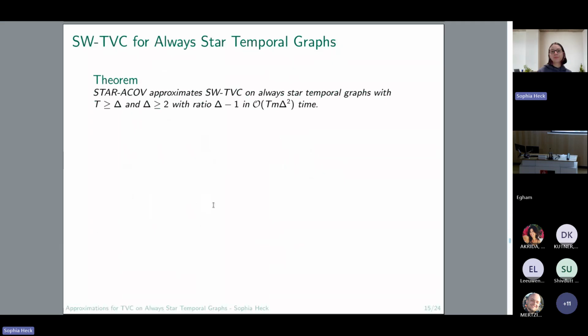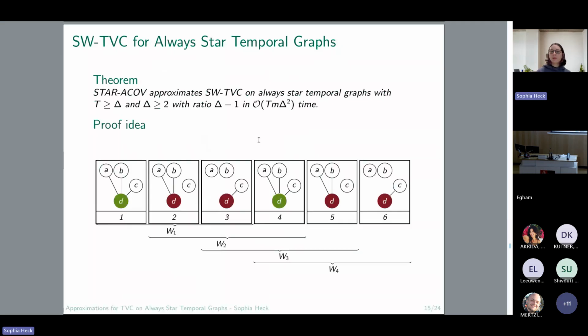And we can actually prove that this is a delta minus 1 approximation ratio that can be retrieved in time T m delta squared. What is the idea behind this ratio, just to get an intuition? If we have this very artificial instance here, we have just a very repetitive graph. So basically we have some sort of star in the first window, and then in the following windows, there are edge distinct subgraphs of this.